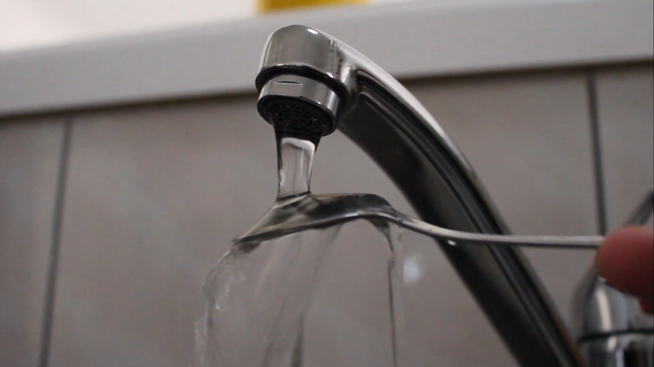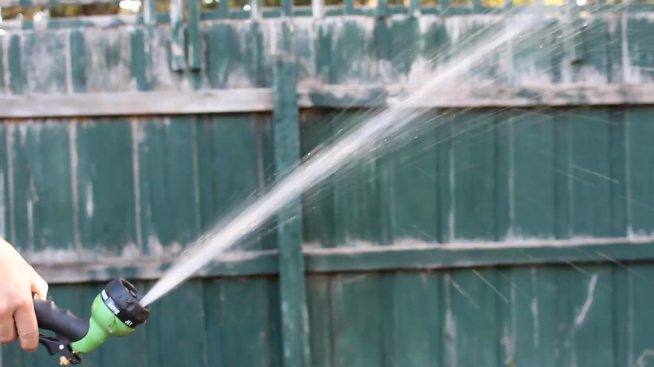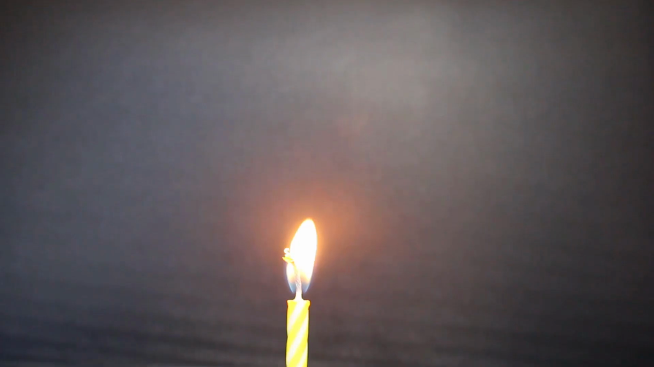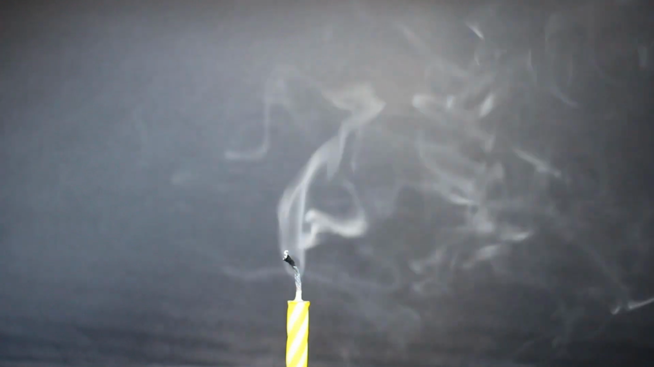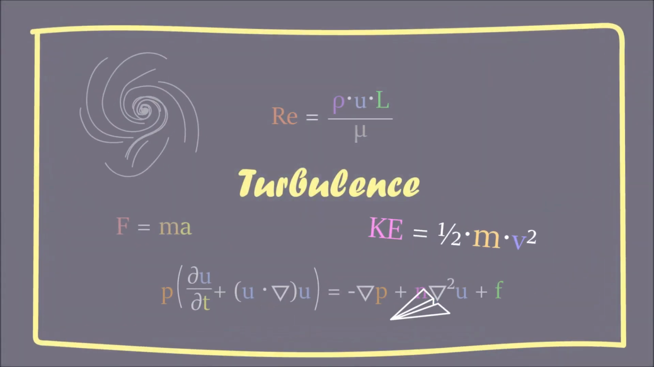The flow of water from a faucet, rapids flowing past rocks in an energetically flowing river, the pyroclastic flow in a volcano eruption, and the heat transfer in the very heart of nuclear reactors. These are all examples of a phenomenon called turbulence.